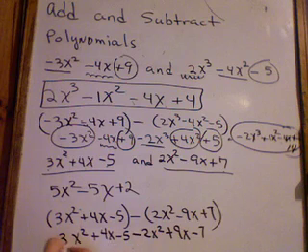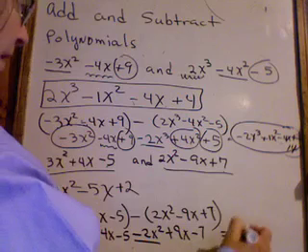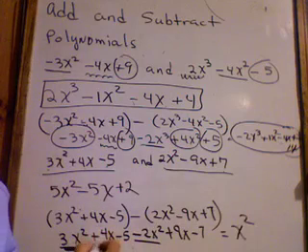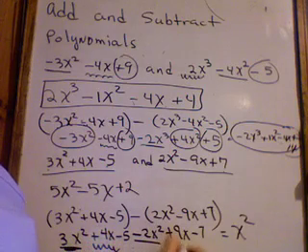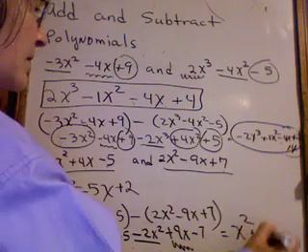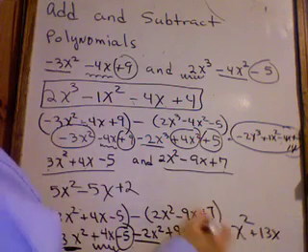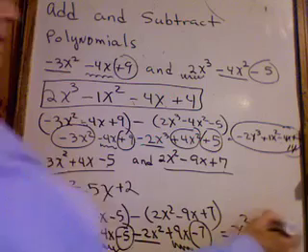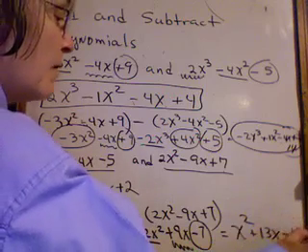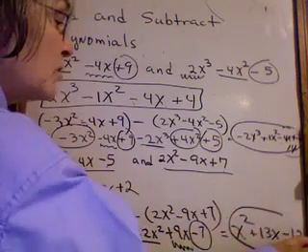All right, now let's add like terms. 3x squared take away 2x squared, x squared. 4x and 9x, 13x. Minus 5 and minus 7, negative 12. Be careful of your rules for adding.